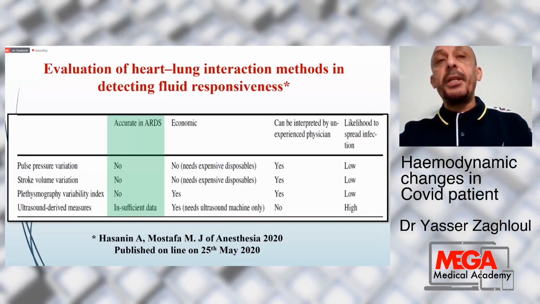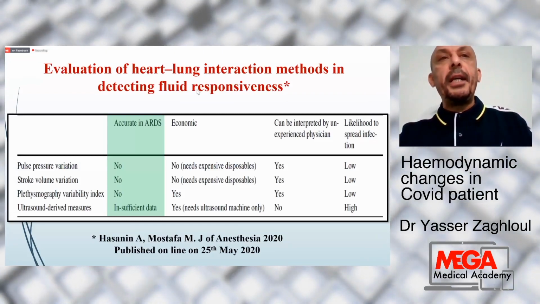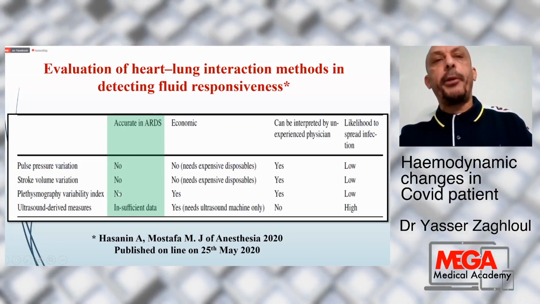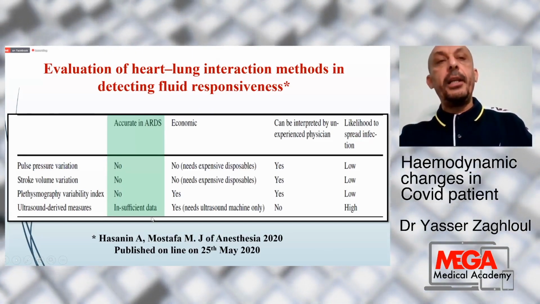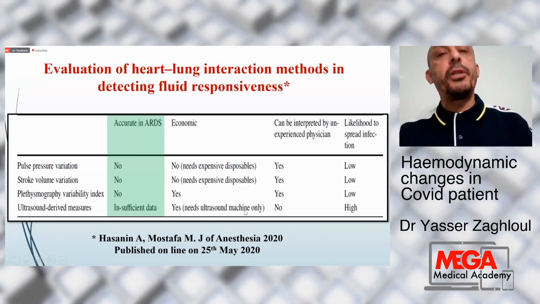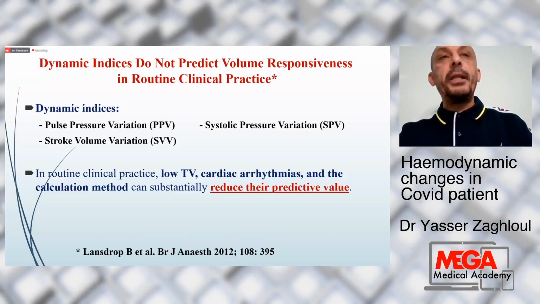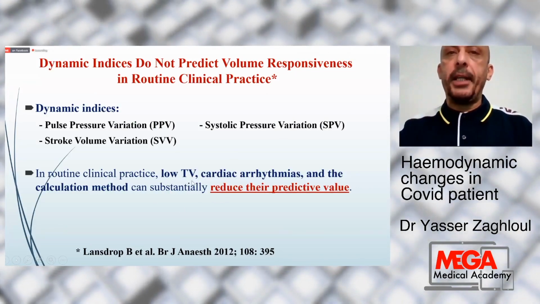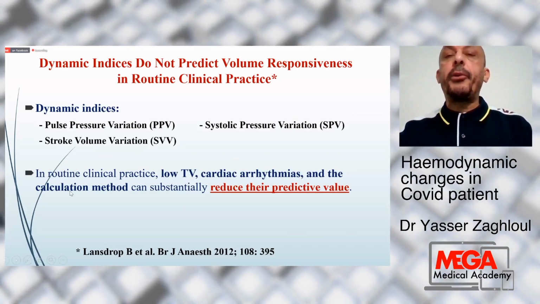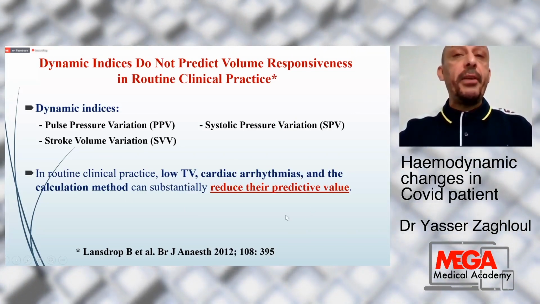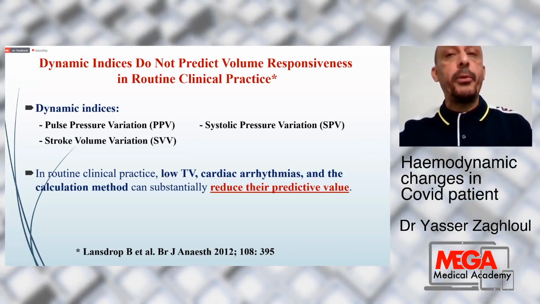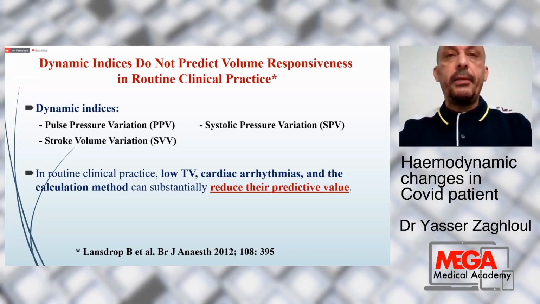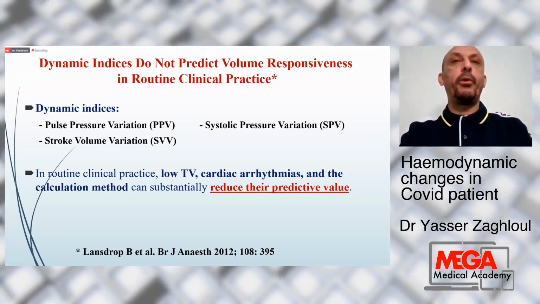The problem is that in patients with acute respiratory distress syndrome, it may not be so accurate. You can see here in ARDS, pulse pressure variation and stroke volume variation are not so accurate. Ultrasound draws sufficient data, but it may be expensive, and it is not possible to assess all patients with ultrasound. Again, the dynamic indices may be not accurate in patients ventilated with low tidal volume, and this is common in COVID with ARDS. Cardiac arrhythmia or calculation methods reduce their predictive value. Actually, it is a very difficult situation to assess fluid responsiveness in patients with right ventricular dilatation, if you don't have echo to measure the right ventricle pressure, volume, inferior vena cava, and superior vena cava.